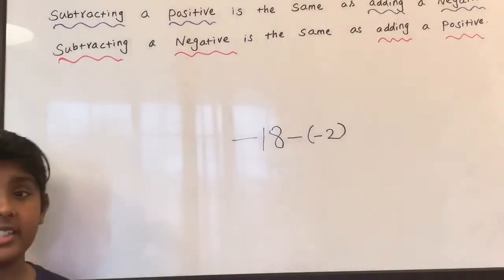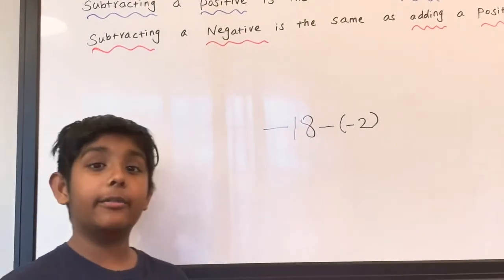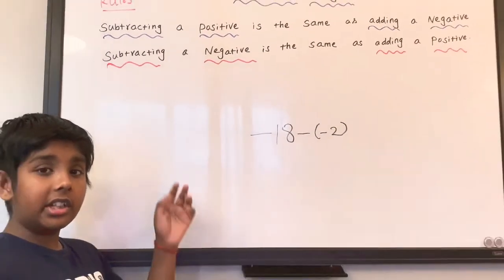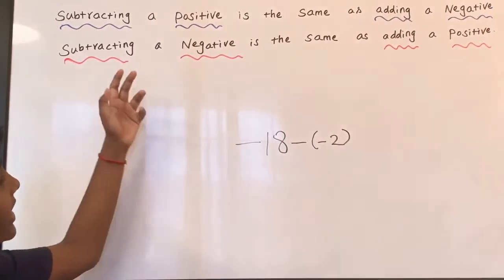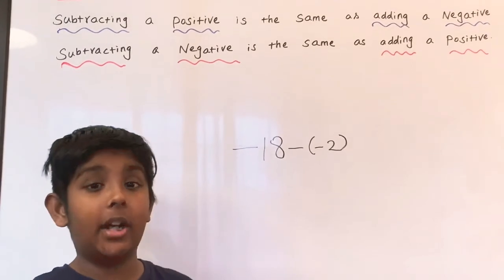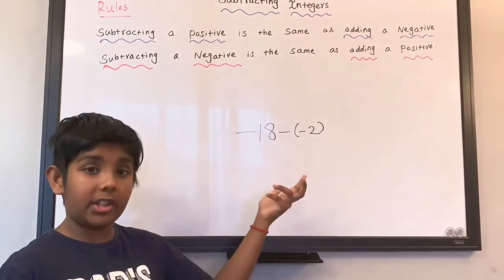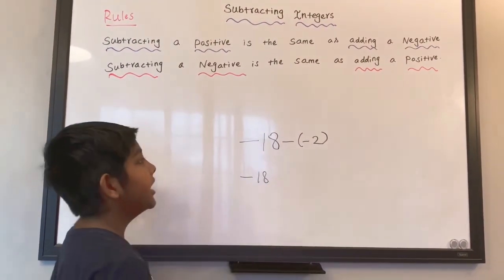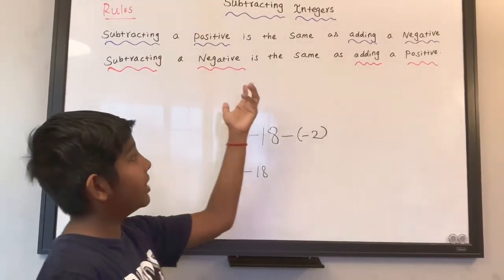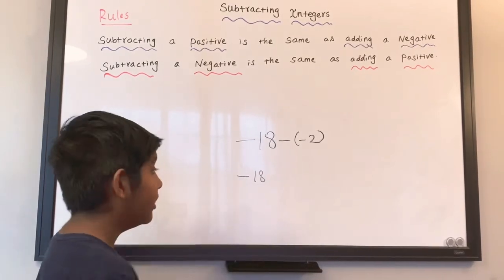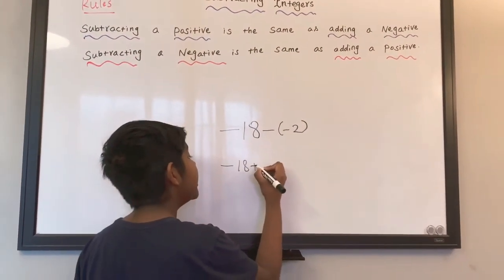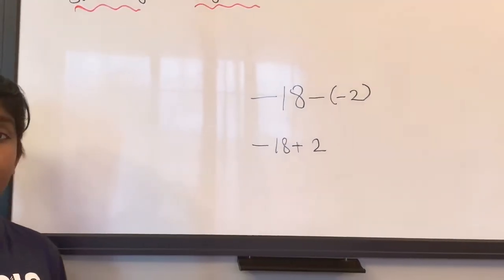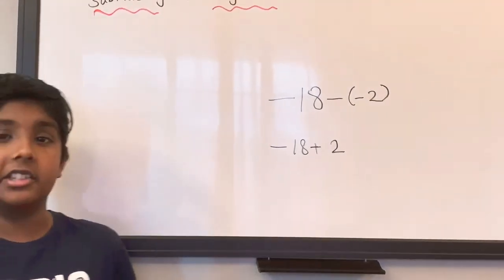Okay, negative 18, take away negative 2. That is our question here. Before we start the question, let's take a look at our rules here. Subtracting a negative number is the same as adding a positive number. So let's rewrite this question. We're going to keep negative 18 as it is, and then subtracting a negative number is the same as adding a positive number, so we're going to put the adding sign and add a positive 2. Now we have rewritten it. Let's figure out the answer now.